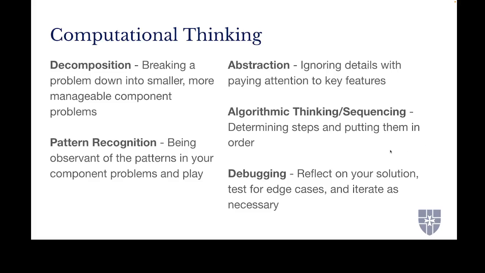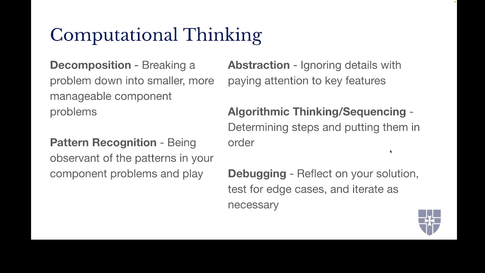Okay. As we spoke about last time, I want to just bring up this slide to begin with about computational thinking, right? So, a few things we're going to be doing here. We're going to be doing decomposition, right? Breaking a problem down into smaller, more manageable component problems. Pattern recognition, being observant of patterns in your component problems. Abstraction, right? Ignoring details, paying attention to key features, meaning sort of a broader sense of things, right?